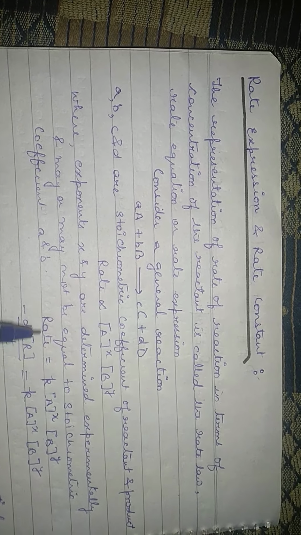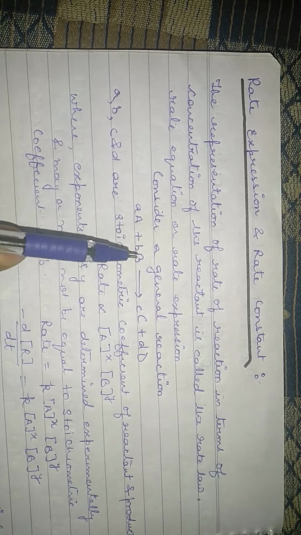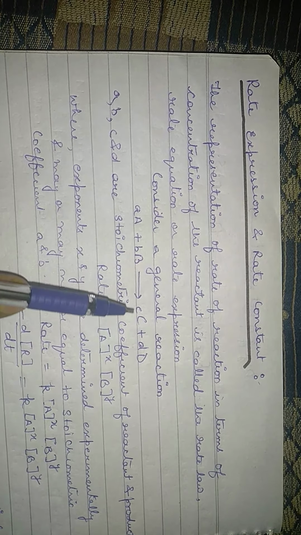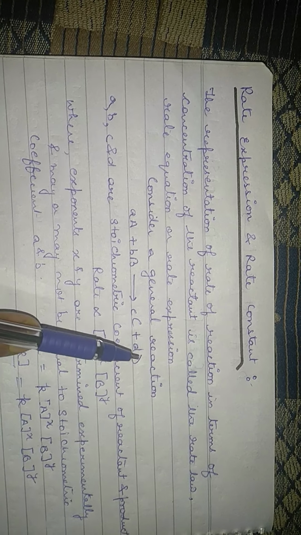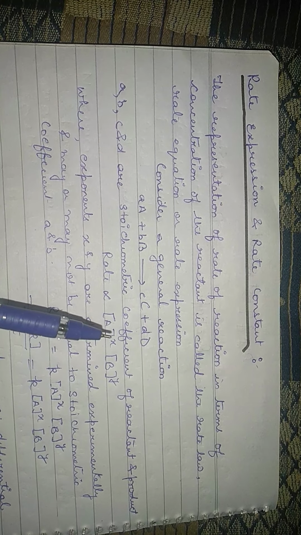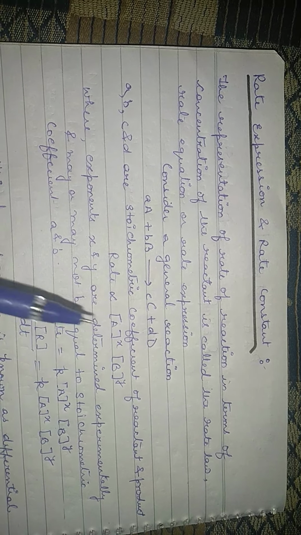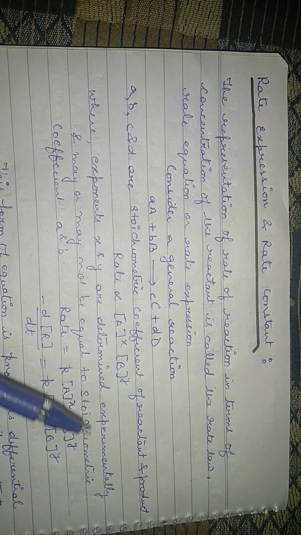Consider a reaction. Here the stoichiometric coefficient of reactant A is small a, and of reactant B is small b. The products are capital C with stoichiometric coefficient small c, and capital D with small d. So a, b, c and d are the stoichiometric coefficients. The rate is always directly proportional to A and B, raised to the power x and y, where the exponents x and y are determined experimentally and may or may not be equal to the stoichiometric coefficients.